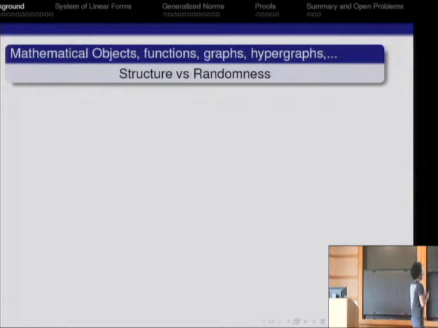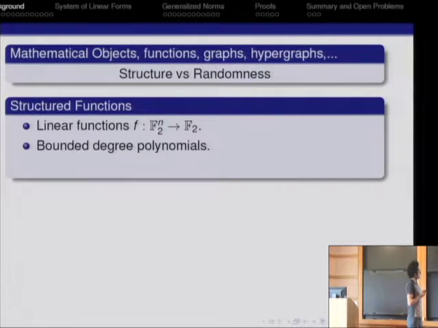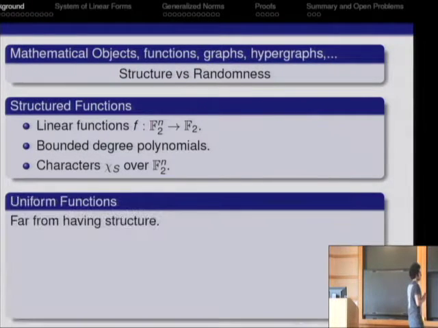We are often in the study of mathematical objects such as functions, graphs, and hypergraphs. We are usually interested in distinguishing between structure and randomness. Namely, we define a set of structured functions such as linear functions, bounded degree polynomials, or characters over the Boolean cube. And we are interested in distinguishing between structured functions and functions that are far from having structure. And we call those uniform functions.